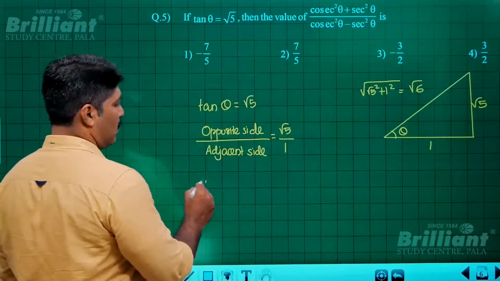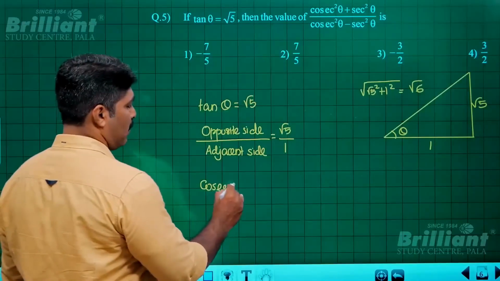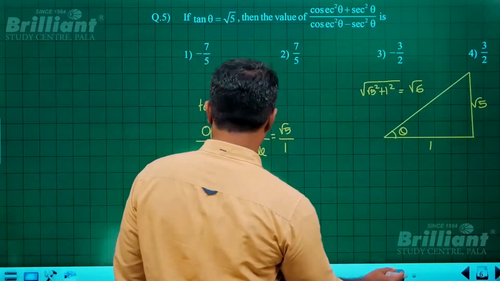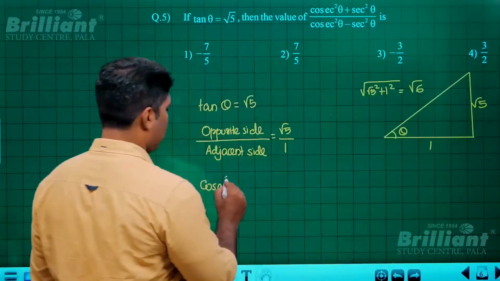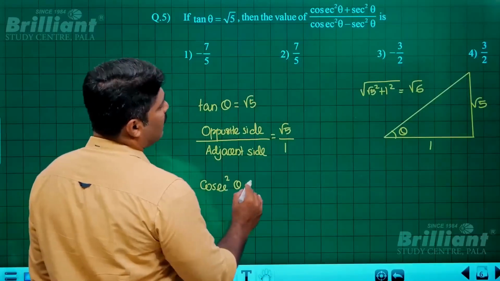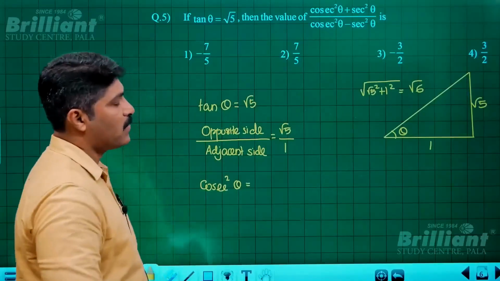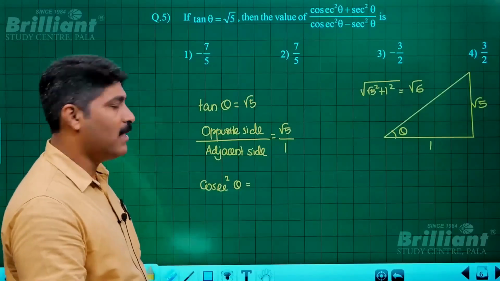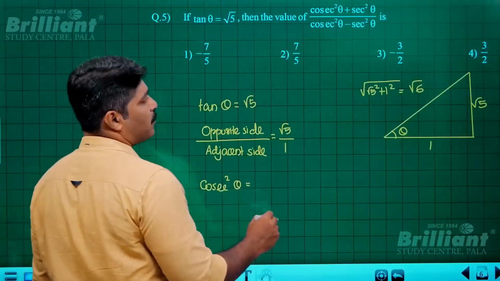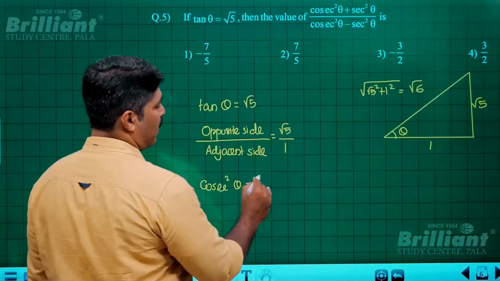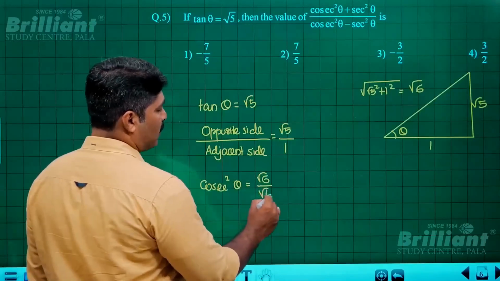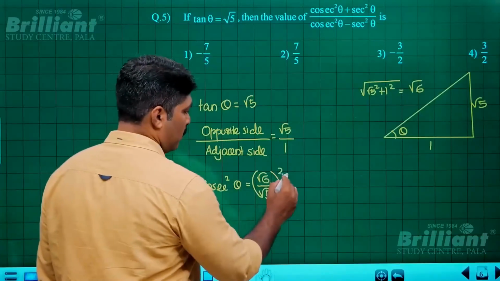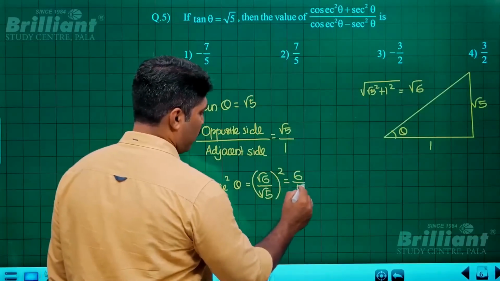So here, cosec square theta. What is the value of cosec square theta? Cosec square theta is the inverse of sine theta, correct. So that will be equal to hypotenuse by opposite side, which is root 6 by root 5, the whole square. So this value is 6 by 5.